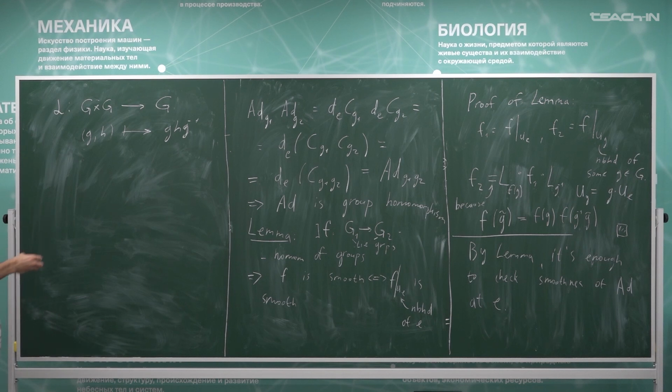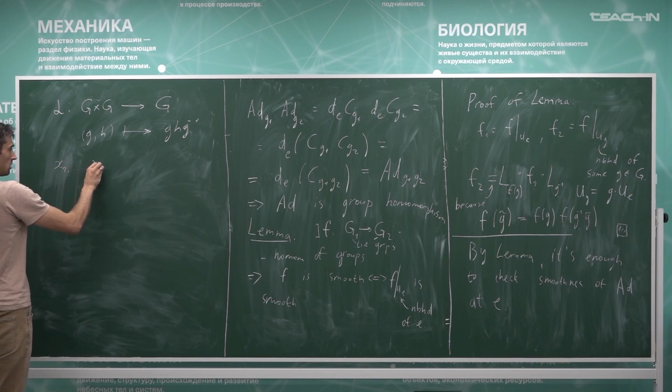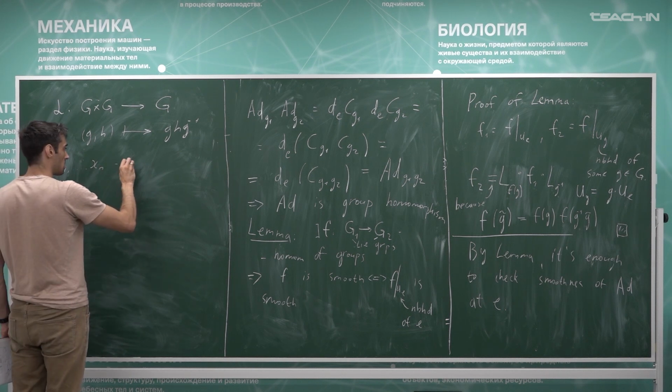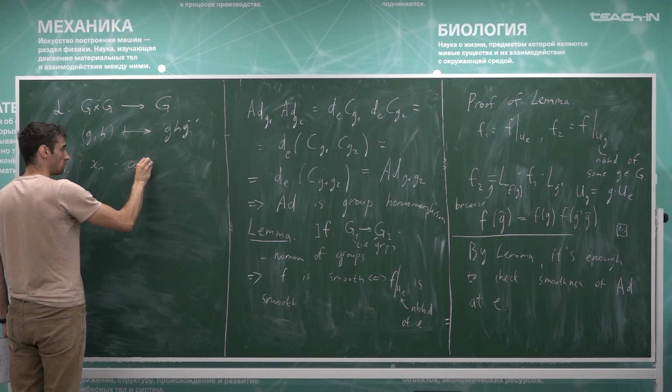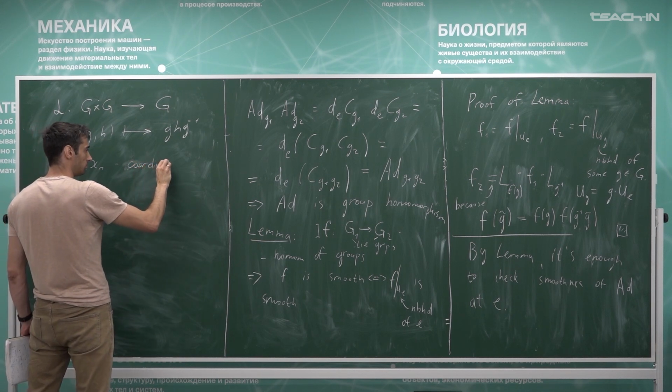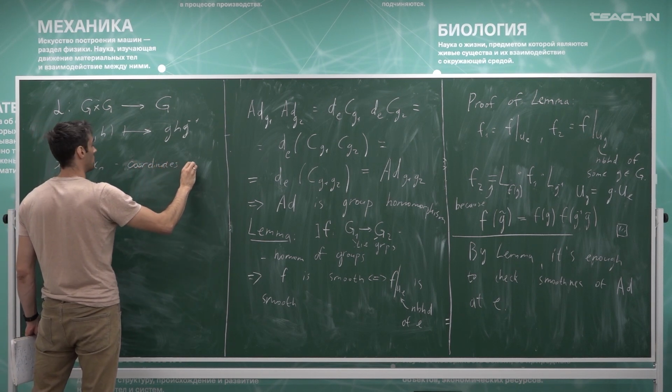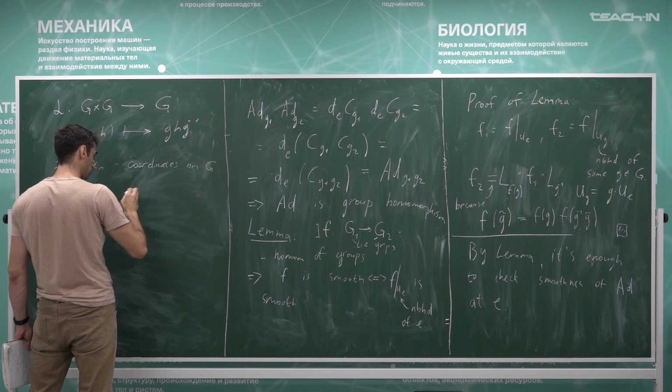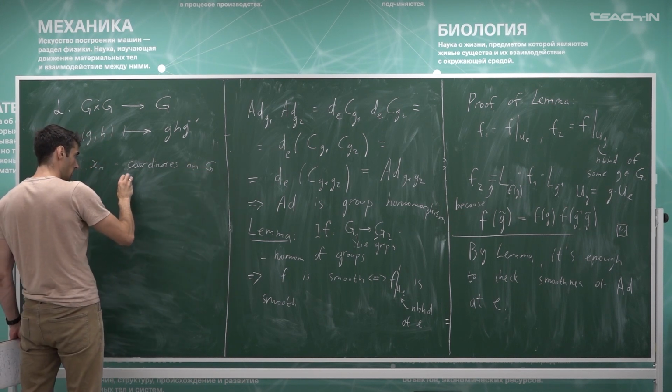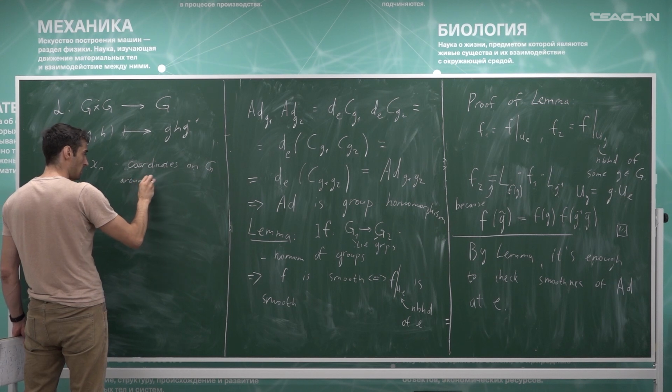So let me take some coordinates. So these are coordinates on G around identity.